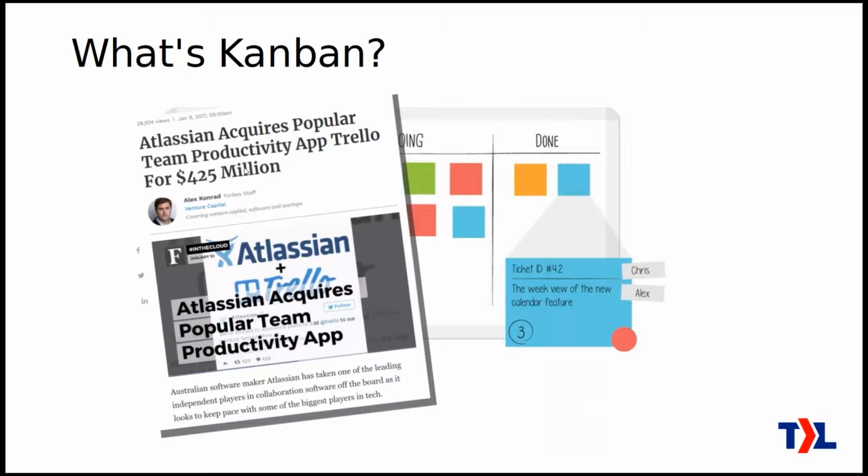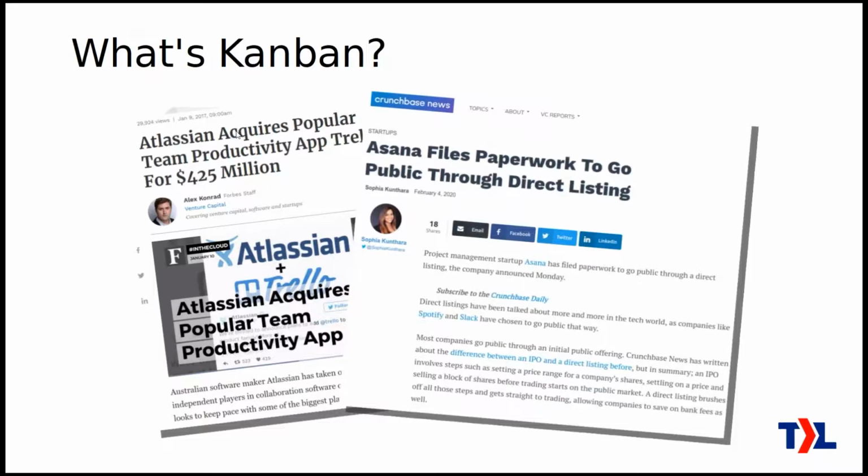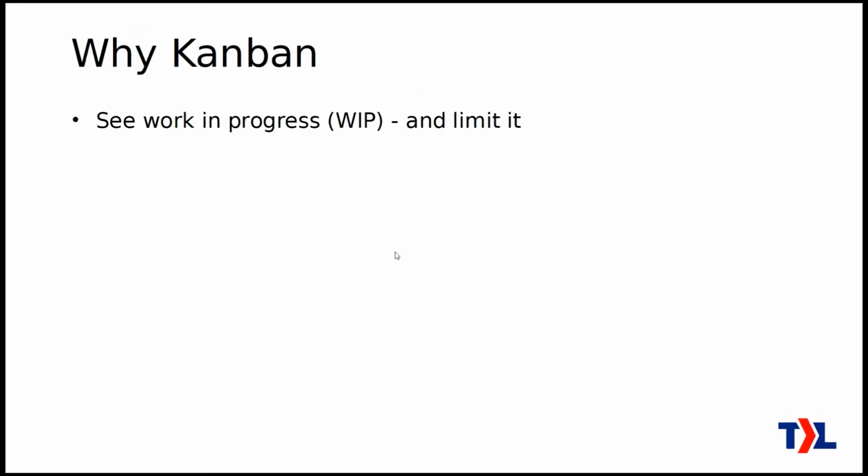Atlassian acquired them for big bucks, $425 million back in 2017. You may have heard of Asana as a project management and team communication tool. They just went public, or started the process to go public, just in February this year. So there's a lot of activity going on. Here are some of the benefits.